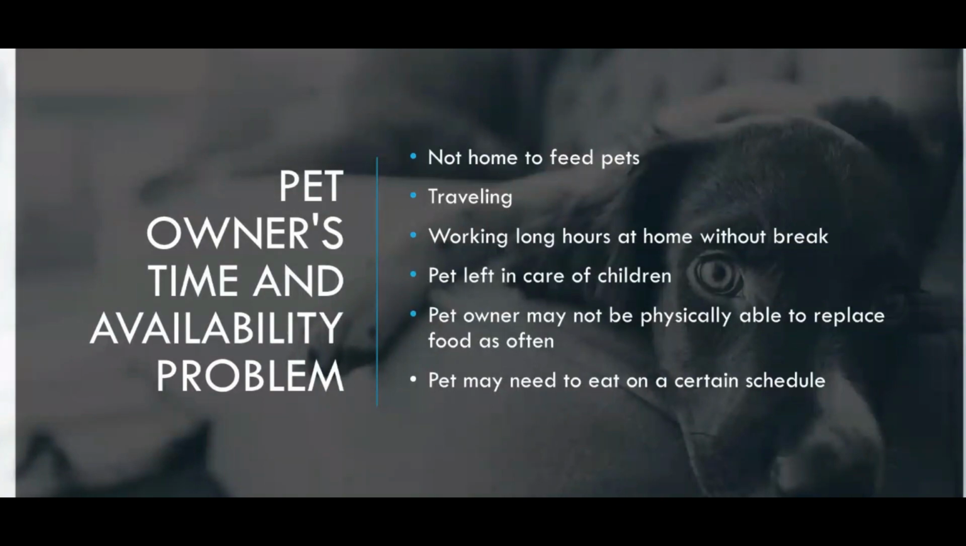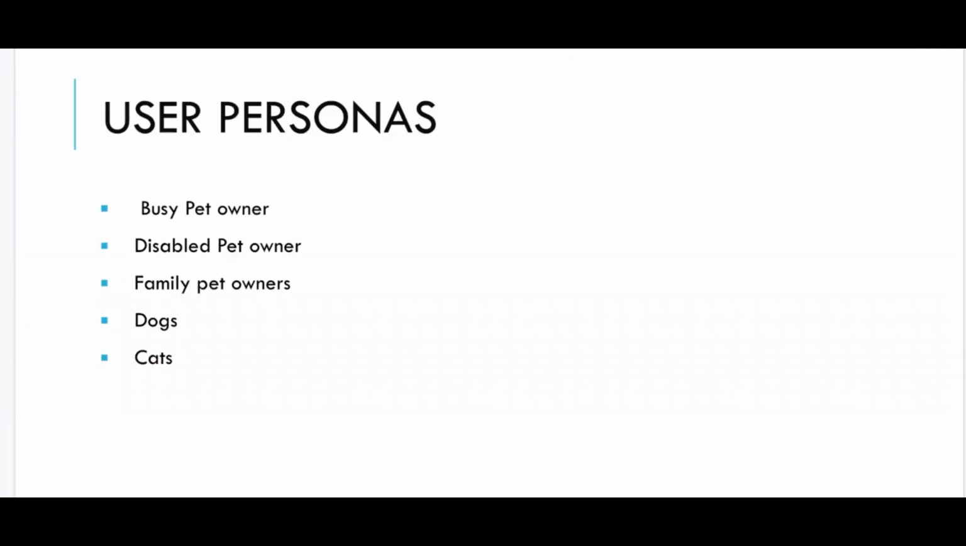Okay, we hope that the kid will feed the pet. But sometimes these teenagers don't even remember about the pet either. The pet owner may not be physically able to replace food as often. Maybe they're disabled. They can't actually bend and change the pet food as often. And the pet may need to eat on a certain schedule, and the pet owner just can't keep up with that schedule. So those are the problems that this pet food dispenser would be solving.